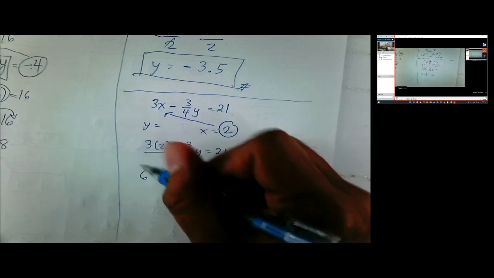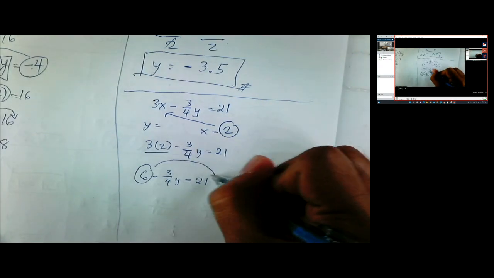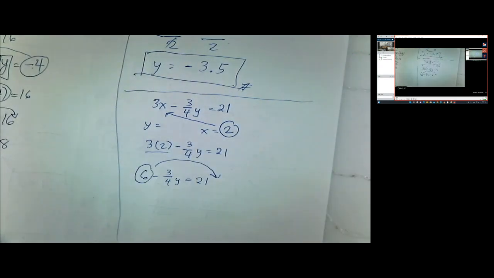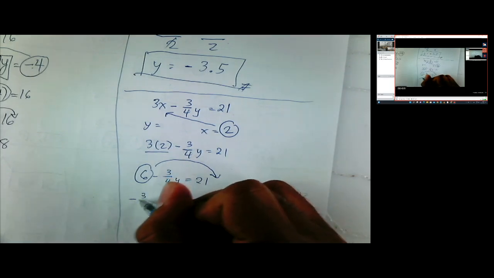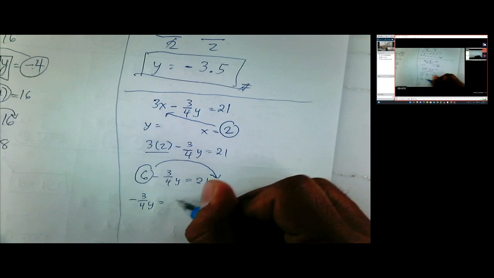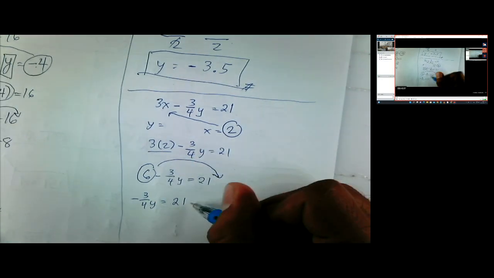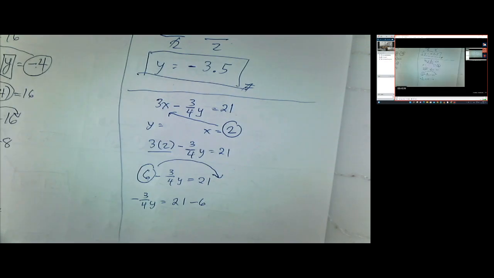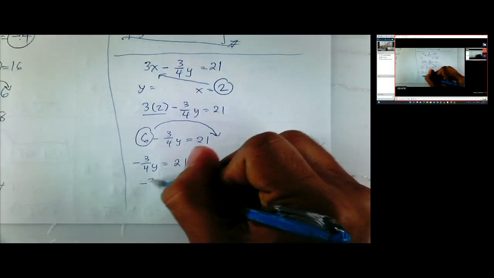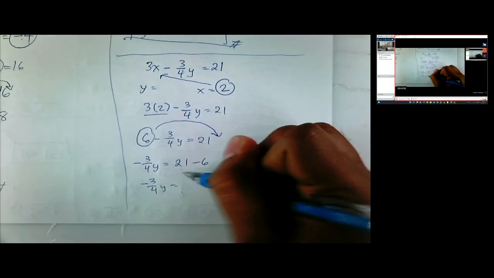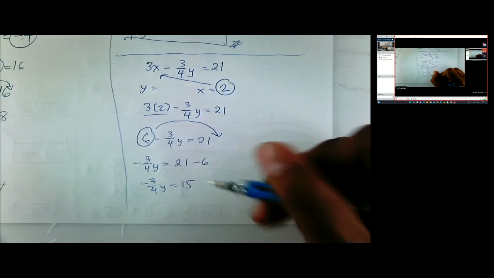Now, we don't need this 6, so we're going to put it onto the other side of the equation, since we're only going to solve for the value of y. So we will have negative 3 over 4y is equal to 21. Now, positive 6 will become negative 6. So we will have here 3 over 4, y is equal to 21 minus 6 is 15.